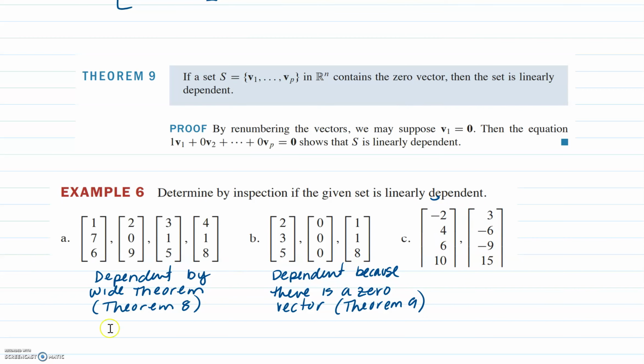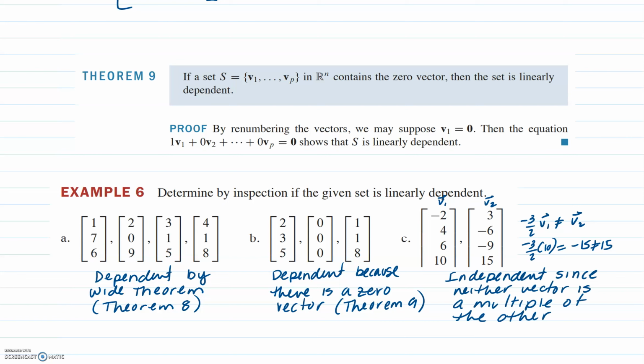Because if you take v1 times -3/2, it looks like you get v2. -2 times -3/2 works; it is 3. 4 times -3/2 is -6. 6 times -3/2 is definitely -9. But 10 times -3/2 is not 15. -3/2 times 10 is -15, not 15. So these 2 vectors are independent, since neither vector is a multiple of the other. We saw that in the last video.